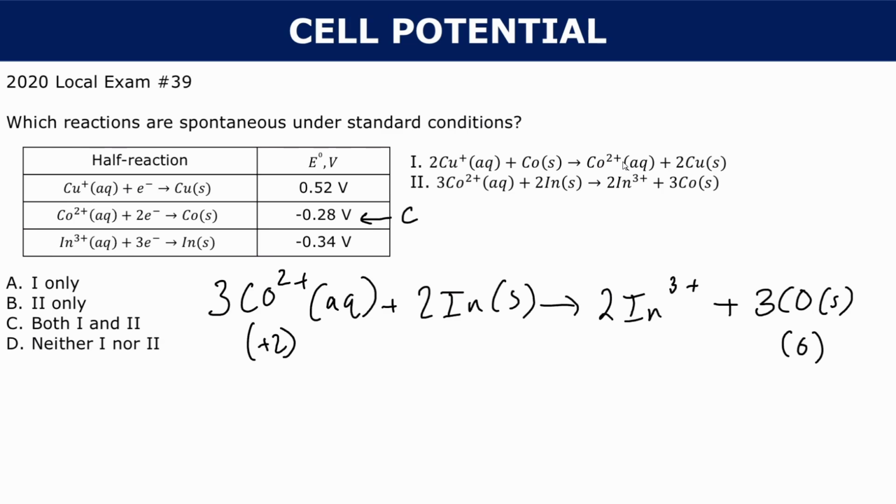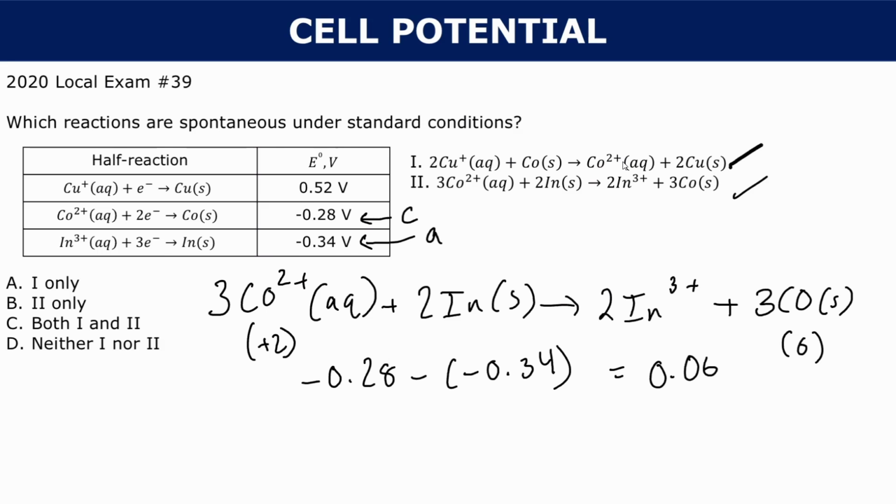And the other half reaction that we're caring about here is this one, and so by default that one has to be the anode. E cell is cathode minus anode, so negative 0.28 minus negative 0.34, and that I think is 0.06. But since that E cell value is positive, we know that it's going to be spontaneous under standard conditions. And so both 1 and 2 are going to check out, and therefore the answer that we want here is going to be C. So both 1 and 2, and that is the right answer.